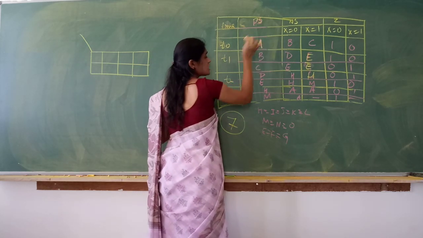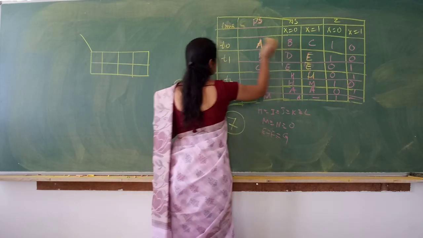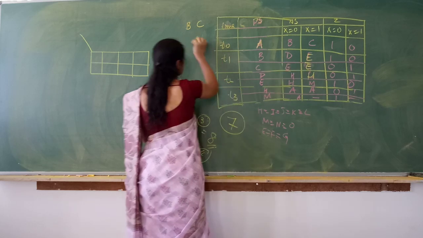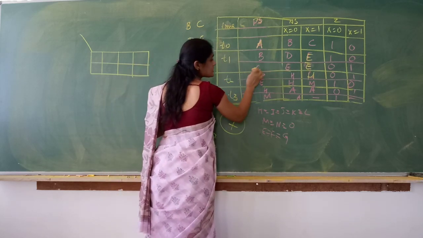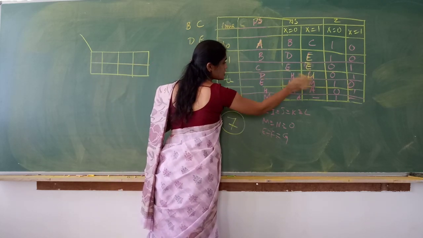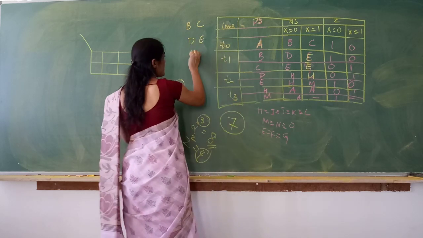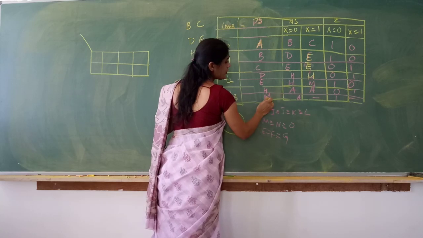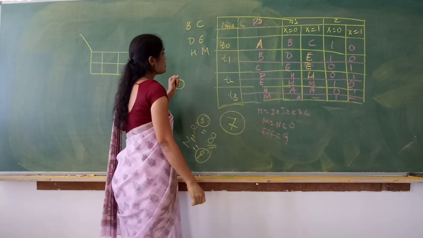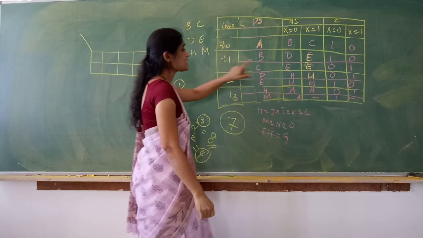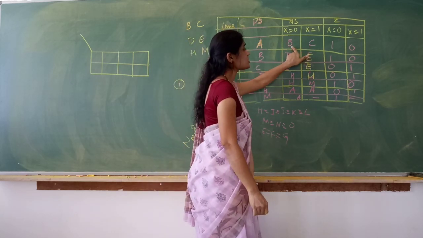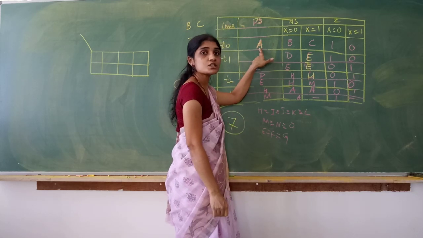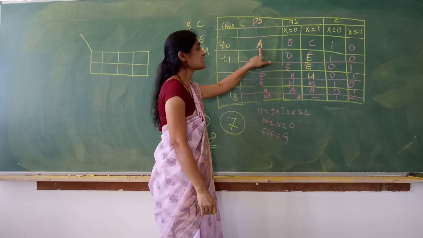One guideline is states which are the next states of the same state. This is A. Which are the next states for A? B, C. For A, B and C are the next states. For B, D and E are the next states. For C, E and E, leave. For D, H and H, leave. For E, H and M are the next states. For H, A, leave. For M, A, leave. So, one guideline is states which are the next states for a given state should be given adjacent assignment.